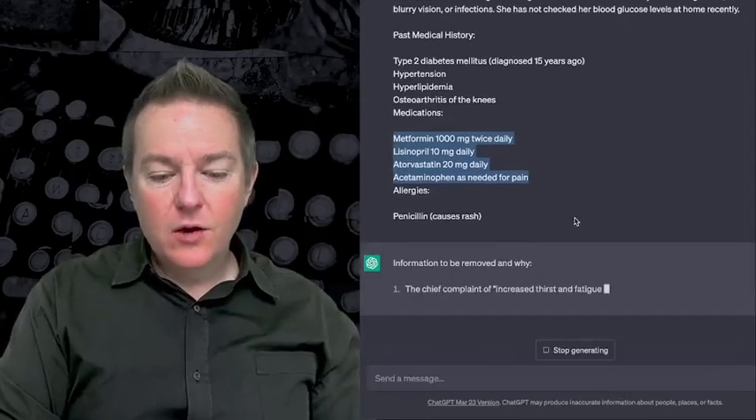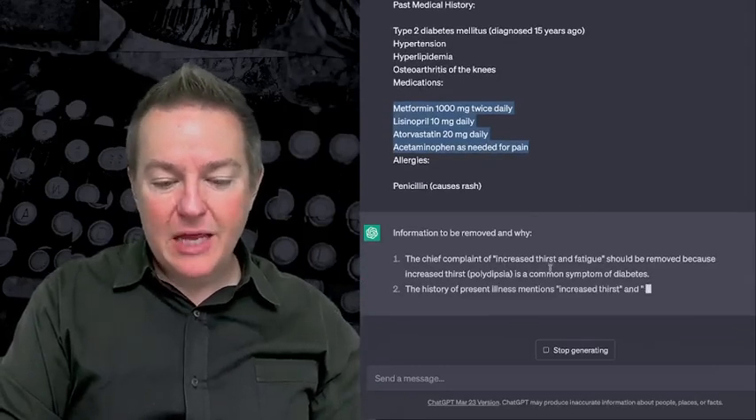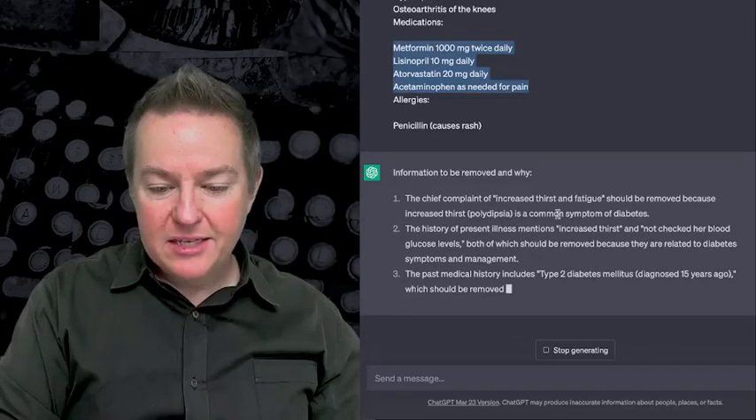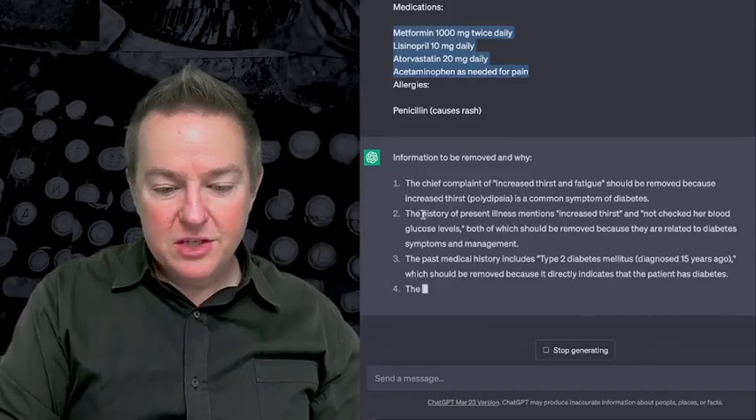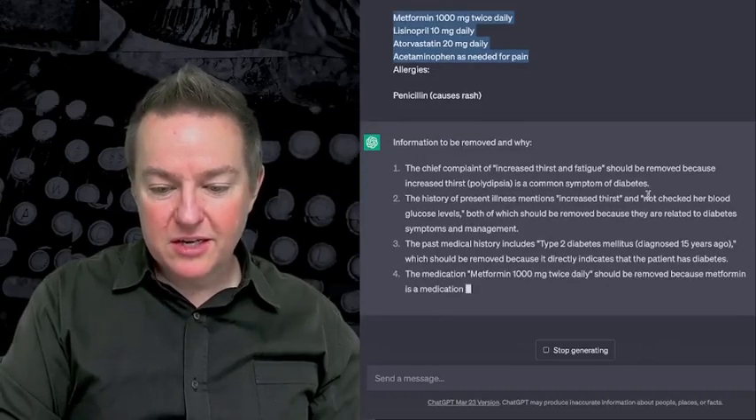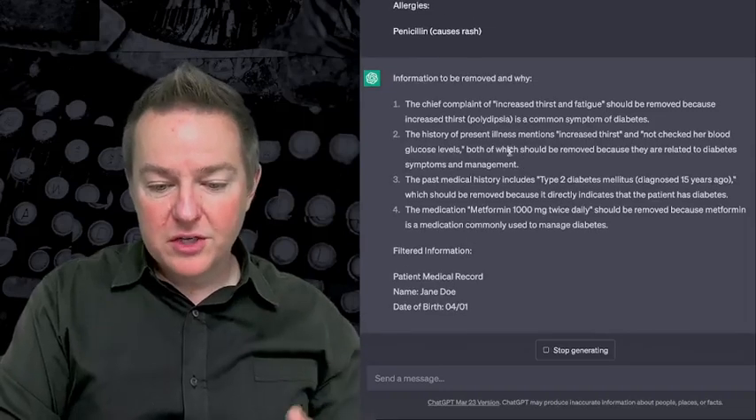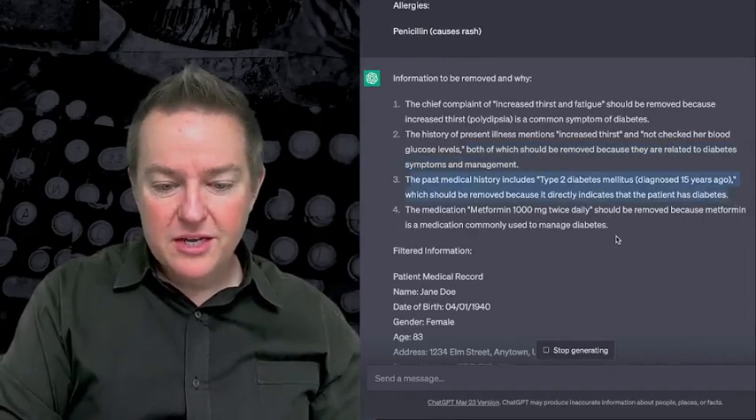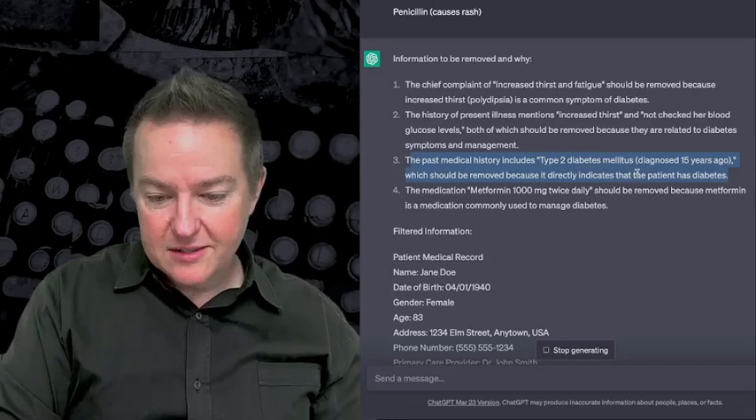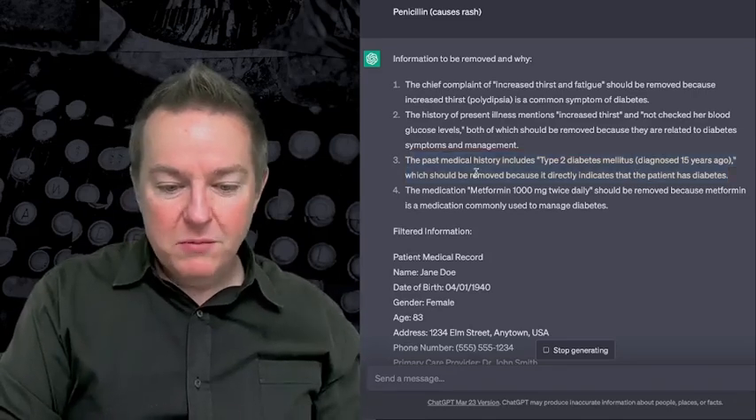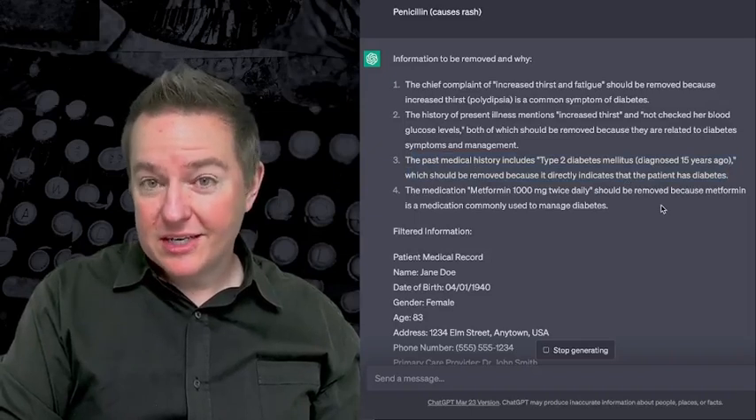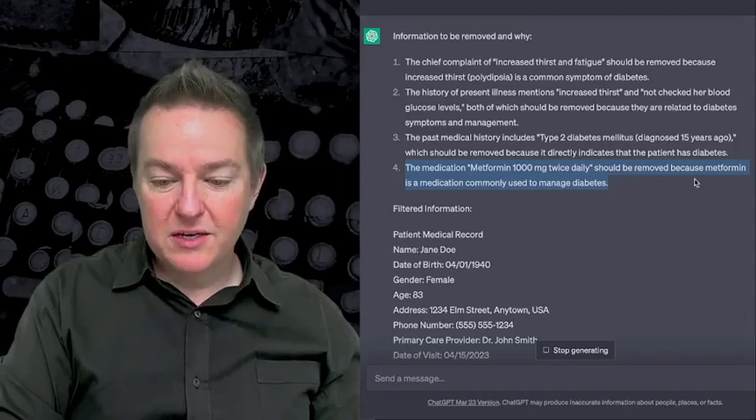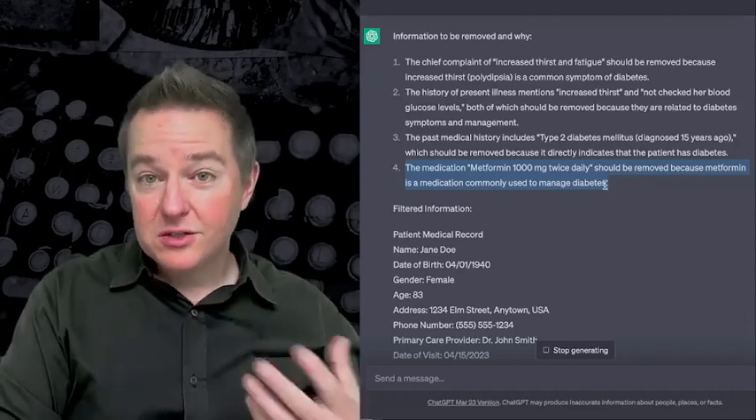So now let's take a look at what it's going to remove. So it says, well, the chief complaint of increased thirst and fatigue should be removed because increased thirst, polydipsia, is a common symptom of diabetes. The history of present illness mentions increased thirst and not checked her blood glucose levels, both of which should be removed because they are related to diabetes symptoms and management. The past medical history includes type 2 diabetes mellitus, and I apologize if I'm mispronouncing this, which should be removed because it directly indicates that the patient has diabetes. The medication metformin, 1,000 milligrams twice daily, should be removed because metformin is a medication commonly used to manage diabetes.